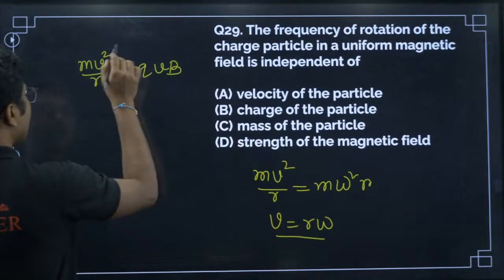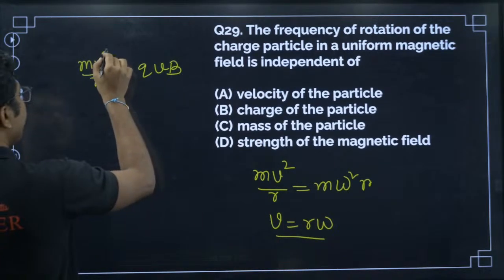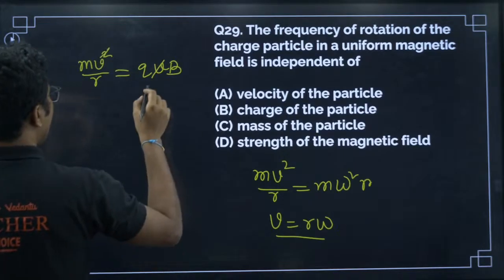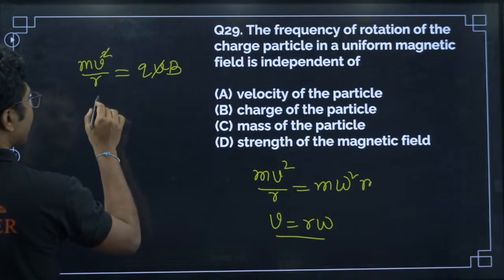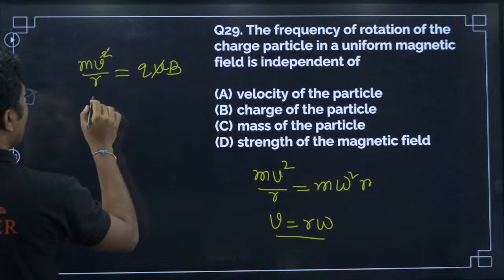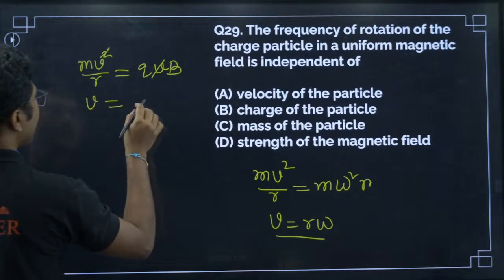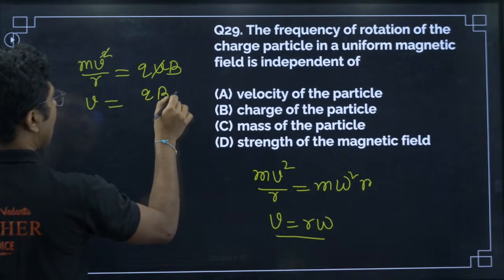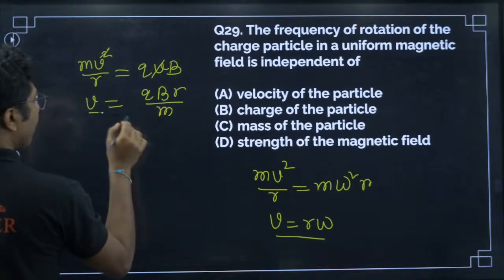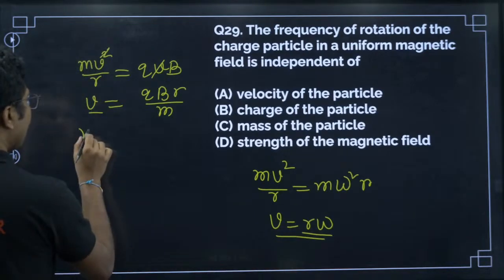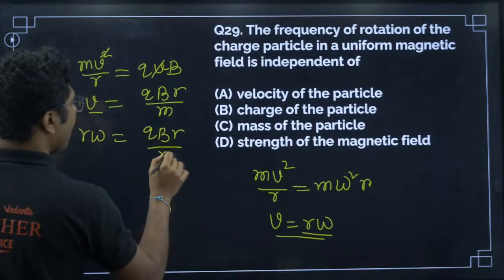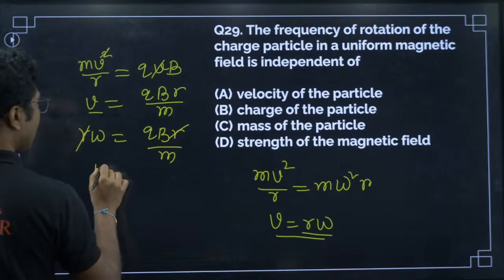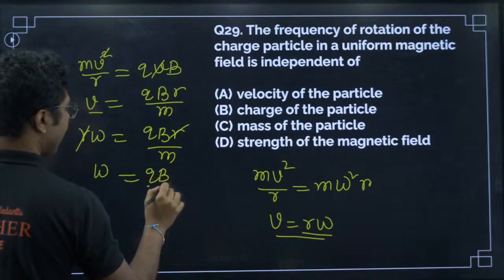Anyway, we will not put it over here, we will cancel the v and then we will write it as v equals q B r by m. Now, v is r omega, put that: r omega equals q B r by m, r cancels. So, omega is equal to q B by m.